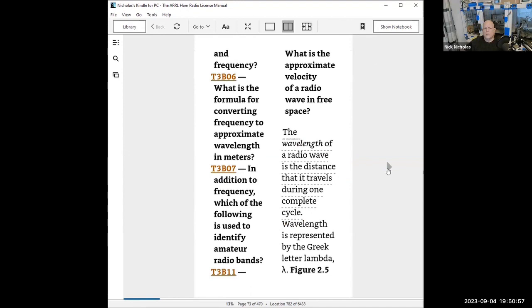Now, I also last week rather quickly defined for you what a wavelength is. And I'd like you to remember that a wavelength is the distance that a signal travels in 1 second.